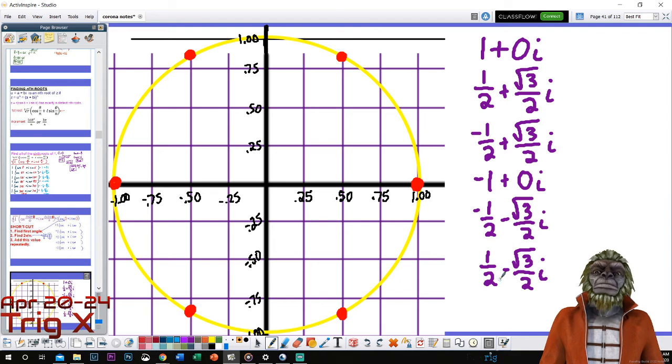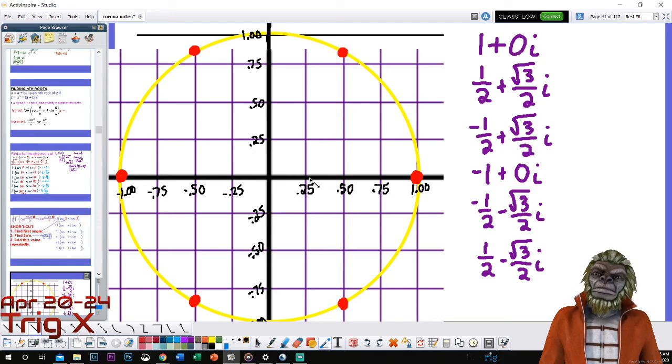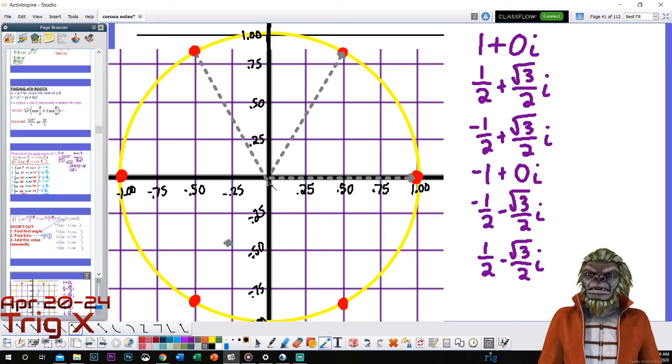So there are my 6 points. I plotted them all on this graph. And what do you notice about those points? Well, they should be very evenly spaced apart. So if I created vectors with all of these, like this, this is not going to like me. Alright, there's one, there's another.